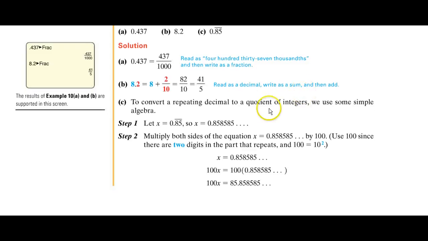So we'll use the text because I'm not going to write all this out. We're going to use a little algebra. We're going to say let x equal this. So in a sense, x equals this, and it's a repeating part. So multiply both sides of the equation by 100. That is 10 to the second. So we get x equals this. Multiply each side by 100. So we get this, and we'll go to the next page.